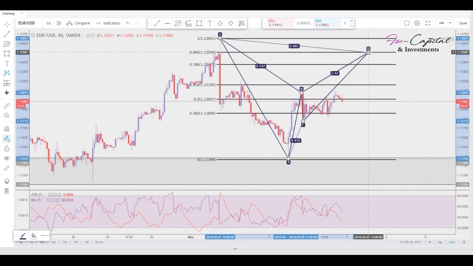If this fails and market pushes up, I've got a Gartley setting up on the 4 hour. My second opportunity will be on the 4 hour, and last but not least will be on the daily time frame. Okay, that's it for this pair. Let's move over to dollar yen.